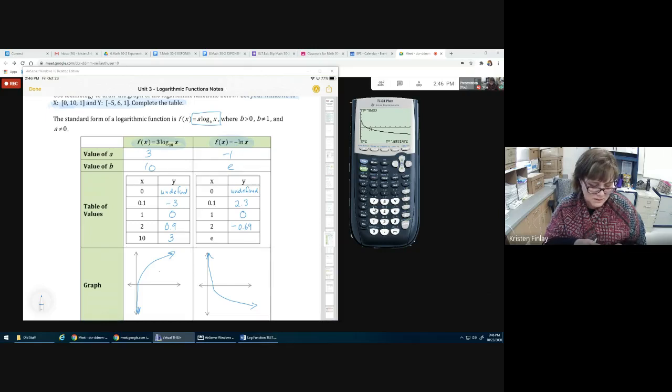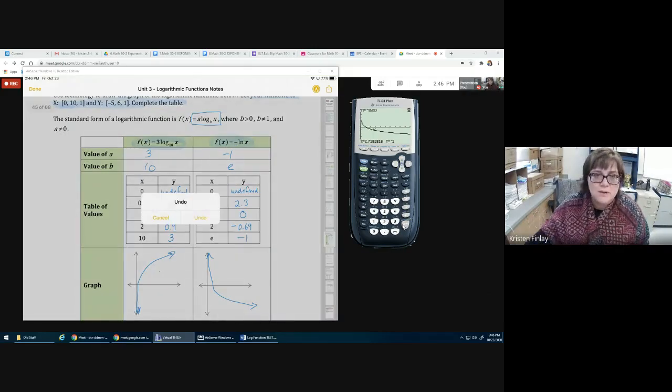Where is my e? Let's just try this. Second function. I'll put e to the 1. Yep, that worked, because e to the 1 will be equal to e, right? And we get a -1. So that's our Euler's number there, 2.718 and so on.